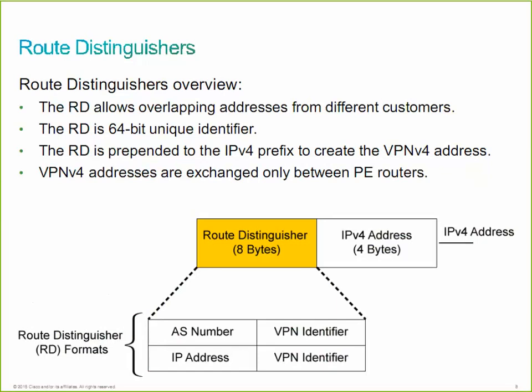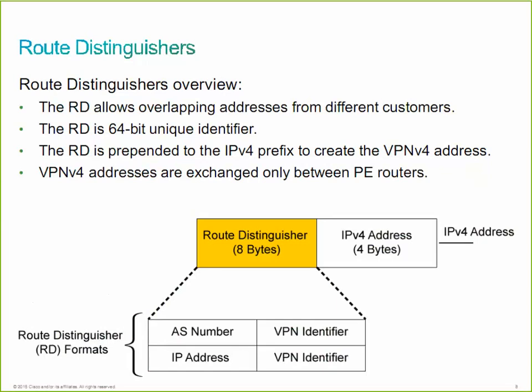We identified the problem with this in the previous slide, right? The problem is that customers might be using the same prefix functions. They might be using the same address space. They might be using the same prefixes. So those prefixes have to be unique somehow, right? If the customers have overlapping IP addressing, that's obviously going to be a problem for BGP unless I can come up with a way of uniquely identifying those routes. And we do that with a route distinguisher, all right?